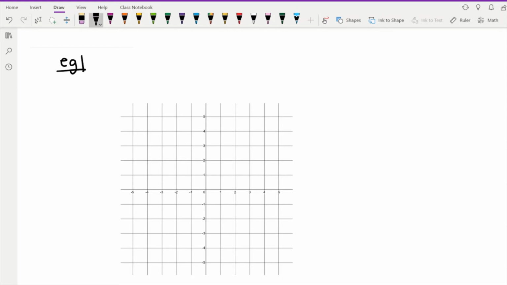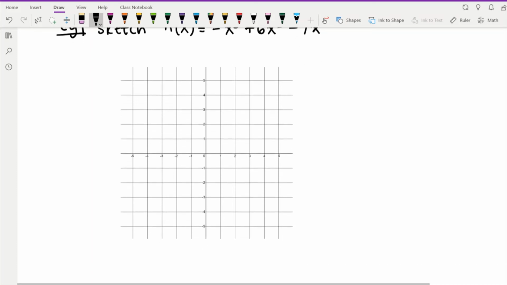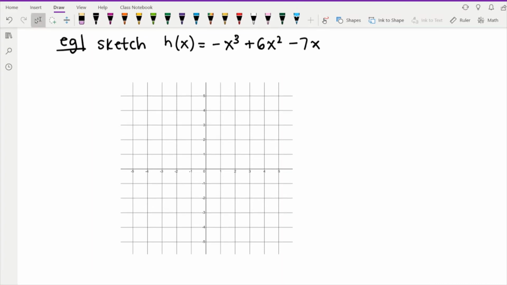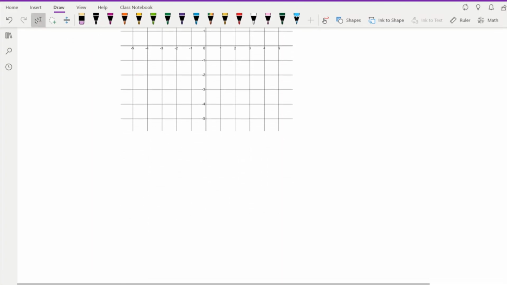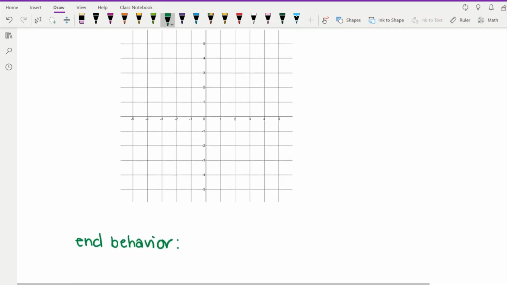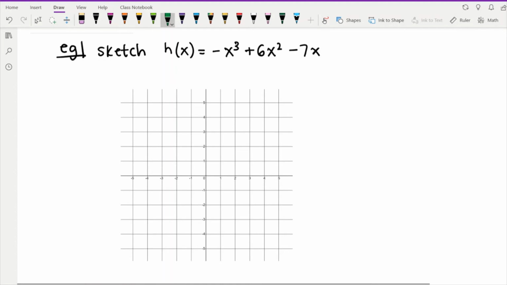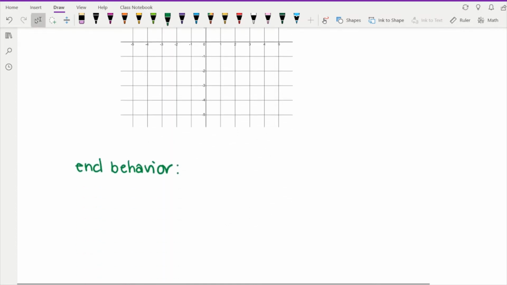So we want to, in this case, sketch the graph of h of x is equal to negative x cubed plus 6x squared minus 7x. So just like with the other one, I would really encourage you to pause the video and try to do this one yourself. Okay, so just like we did on the last couple, we want to start by finding the end behavior. So in this case, our graph has an odd degree and a negative leading coefficient.